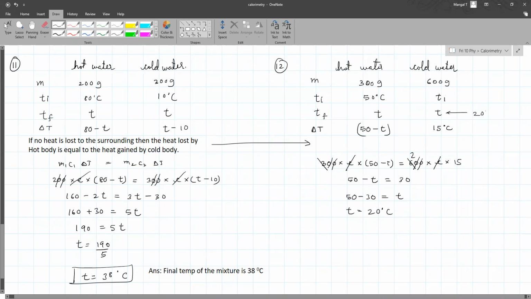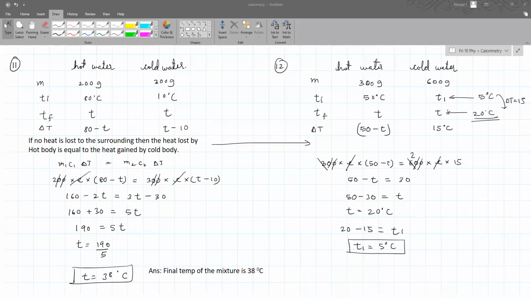But remember, this is the final temperature. We want the initial temperature. So we have 20 minus 15 is equal to T1, and T1 is 5 degrees Celsius. Okay, so this is the cold water. The cold water temperature rises by 15 to become 20. That means it was at 5 degrees Celsius, then only it will rise by 15 to become 20 degrees Celsius.